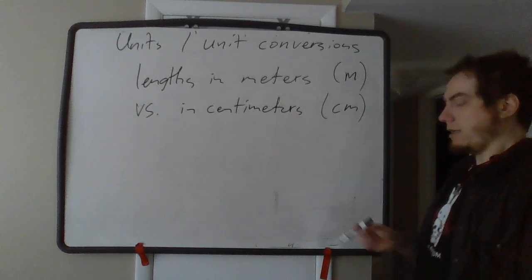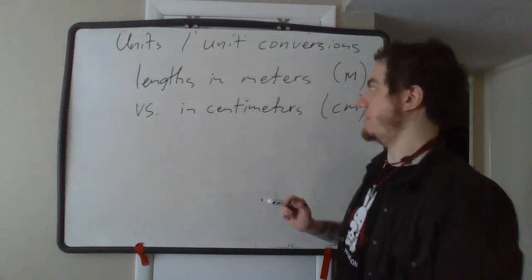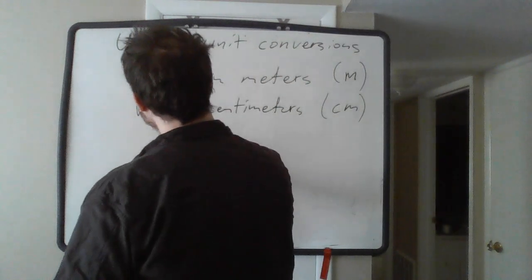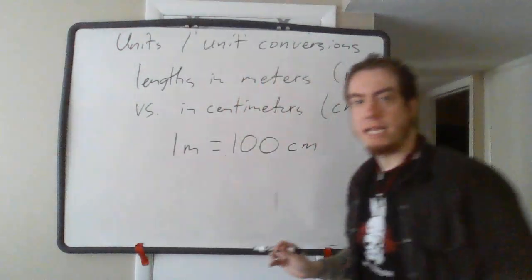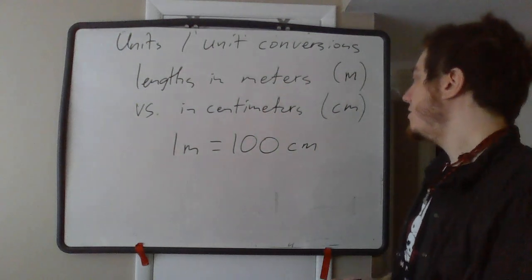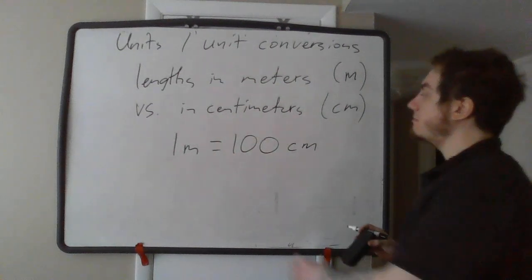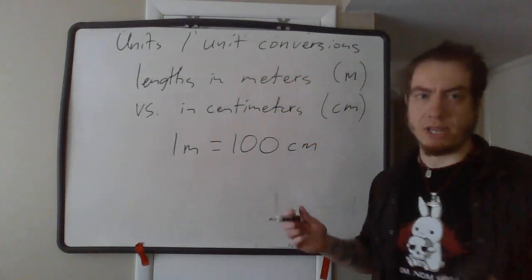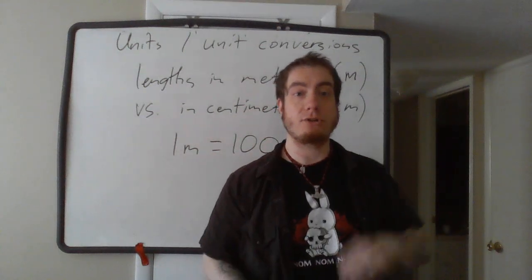Now, these are both units for measuring lengths. So it makes sense to compare them. And the comparison between them is that 1 meter is equal to 100 centimeters. So if I have something that I measure to be 1 meter in length, that comes out to be 100 centimeters in length. If I have something that comes out to be 100 centimeters in length, then that is the same as something 1 meter in length. Okay, so hopefully that makes sense to you guys, and that's pretty straightforward there.